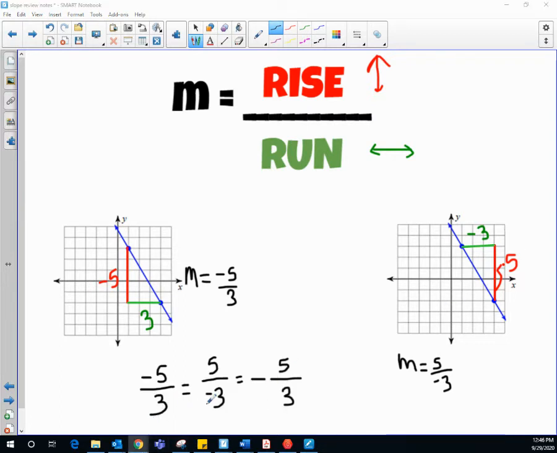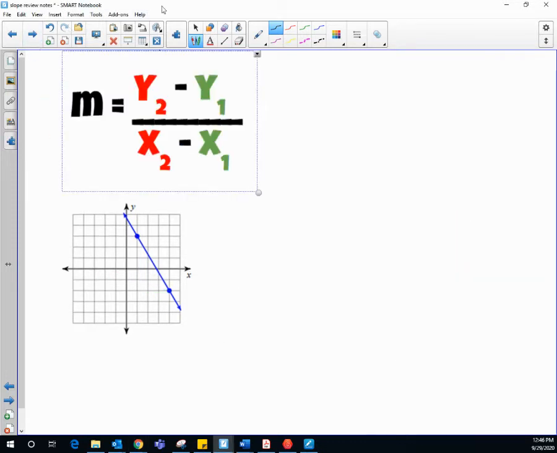So like I said, all three of these mean the exact same number of negative 5/3. All right, so if we come over here, if you have the 2 points, you can actually use the formula y sub 2 minus y sub 1 over x sub 2 minus x sub 1.